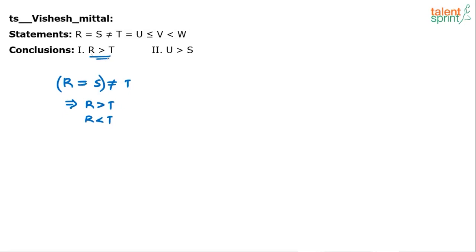The conclusion says R greater than T. How do we decide that? It is possible, R greater than T is possible. But is it definite? No, because R can be less than T also. So it's not a definite conclusion, and conclusion number 1 does not follow.